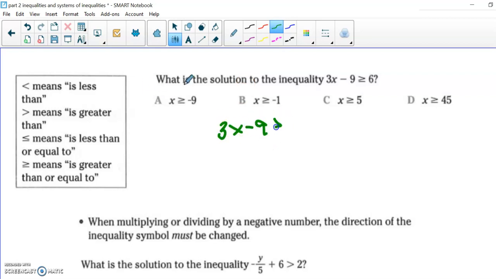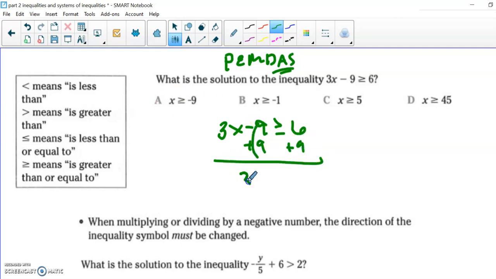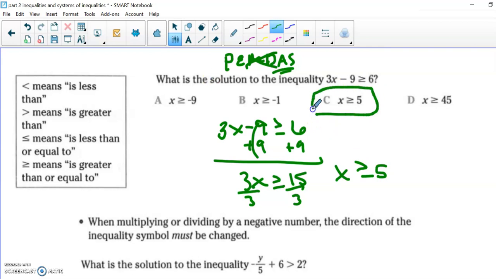3x minus 9 is greater than or equal to 6. So we want to use the reverse order of operations. Please excuse my dear Aunt Sally. So we're going to get rid of addition subtraction first. So to get rid of the minus 9, we're going to add 9 to both sides. And then we're going to get rid of multiplication and division, so we're going to divide each side by 3. So it looks like x is going to be greater than or equal to 5, and there it is. C is our correct choice.